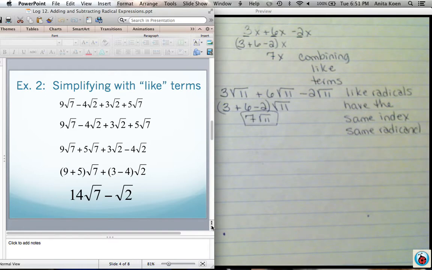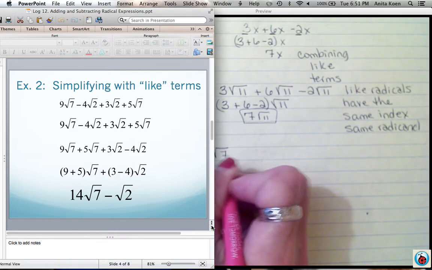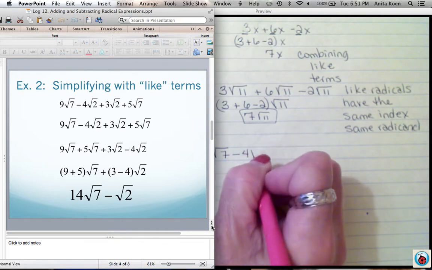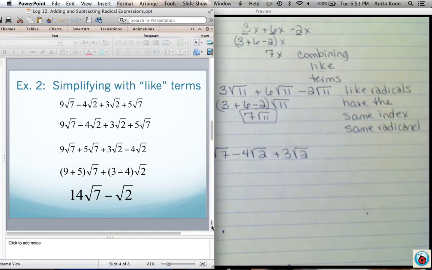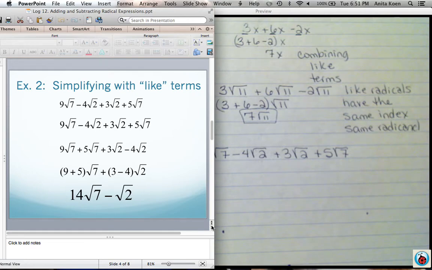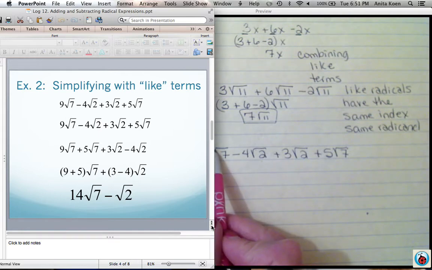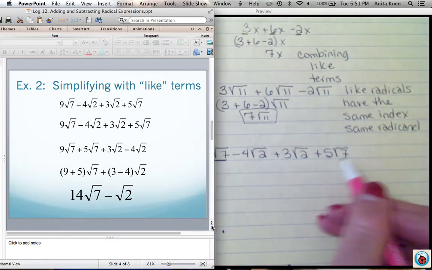Okay, the next problem, simplifying with like terms. We have 9 square roots of 7 minus 4 square roots of 2 plus 3 square roots of 2 plus 5 square roots of 7. What we're going to do next is look for the ones that have like radicals. So this 2 is the index, the 7 is the radicand. So the 9 square roots of 7 is like the 5 square roots of 7.